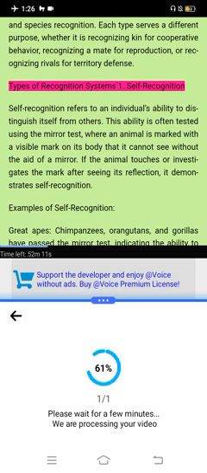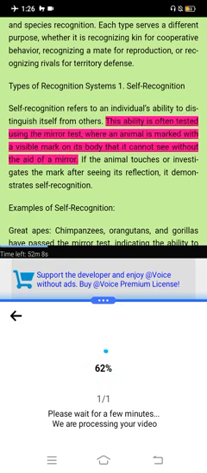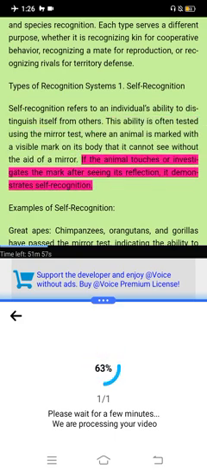Types of recognition systems. 1. Self-recognition. Self-recognition refers to an individual's ability to distinguish itself from others. This ability is often tested using the mirror test, where an animal is marked with a visible mark on its body that it cannot see without the aid of a mirror. If the animal touches or investigates the mark after seeing its reflection, it demonstrates self-recognition.